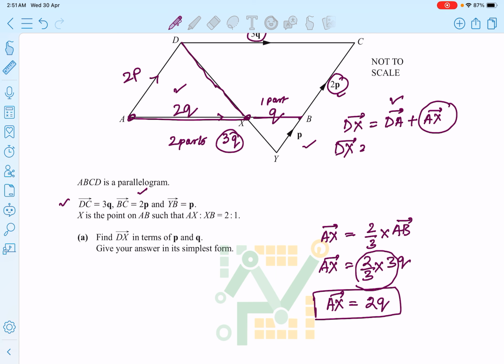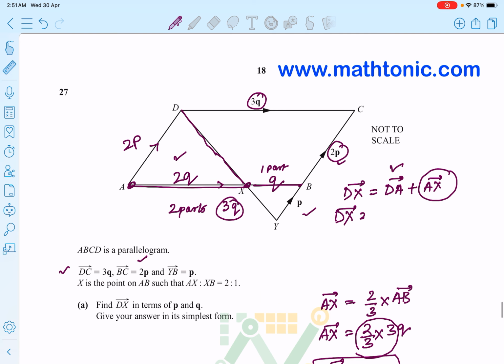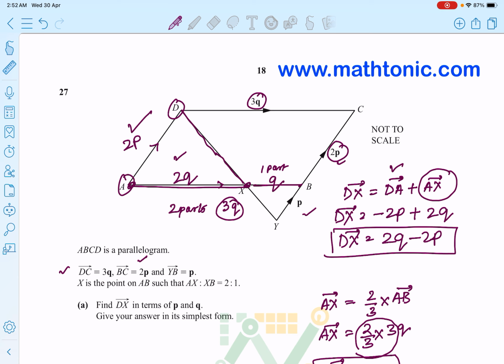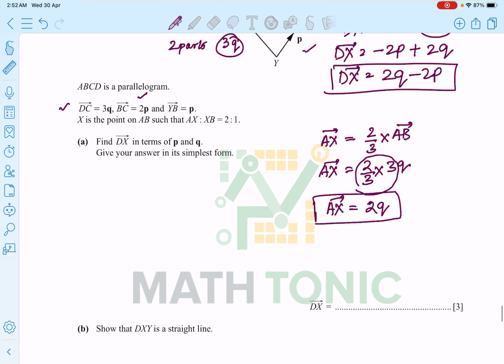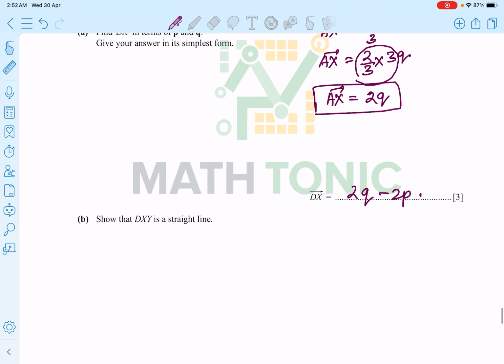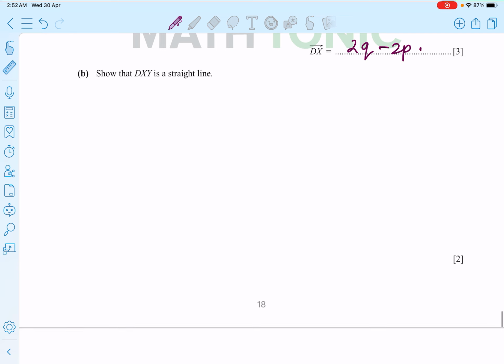Okay, so now we can put this value. DX vector equals, AD vector is given as 2P, so DA should be minus 2P, plus AX, we got 2Q. If I write it in simplified way, 2Q minus 2P should be the answer for this question. Okay, so DX vector, what you got? 2Q minus 2P vector.